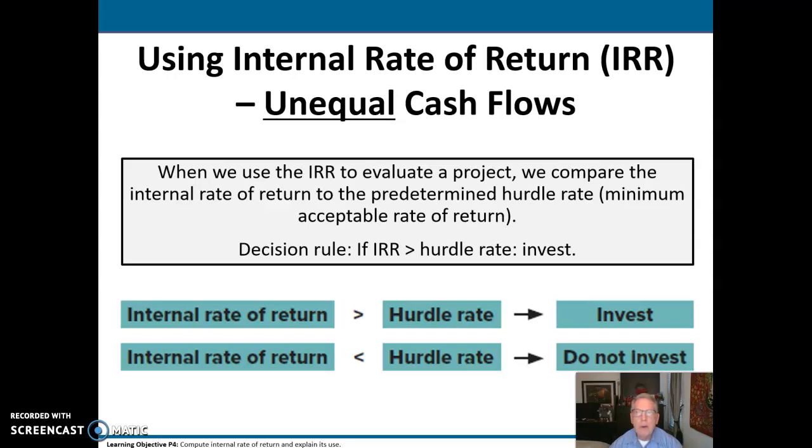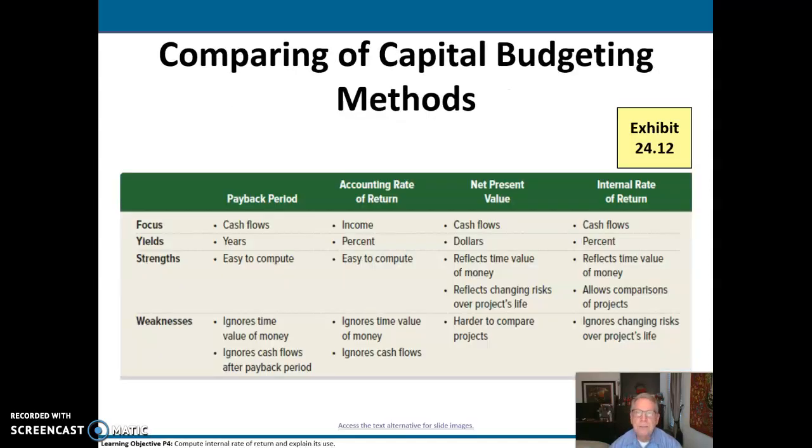So, when we use internal rate of return to evaluate a project, we're going to compare that internal rate of return to that predetermined acceptable rate of return, hurdle rate, discount rate that we've been using. And we will measure it, the internal rate of return, how much, if it's a go project, how much greater it is than the hurdle rate. Okay, so here's our internal rate of return. It's greater than the hurdle rate, so we've invested in that. If the internal rate of return is less than the hurdle rate, then we're not going to invest in that.